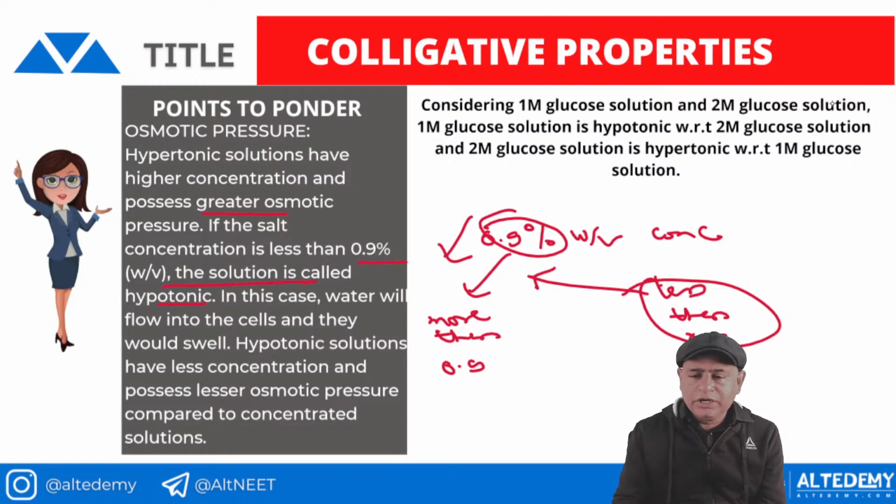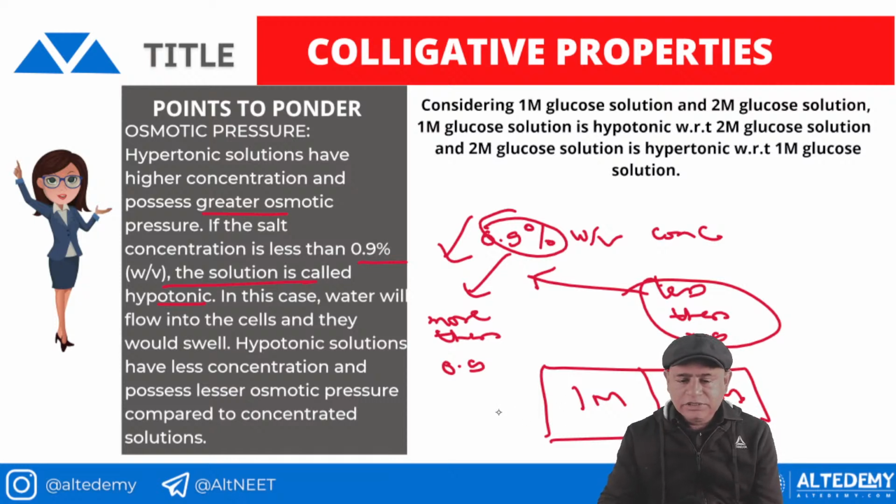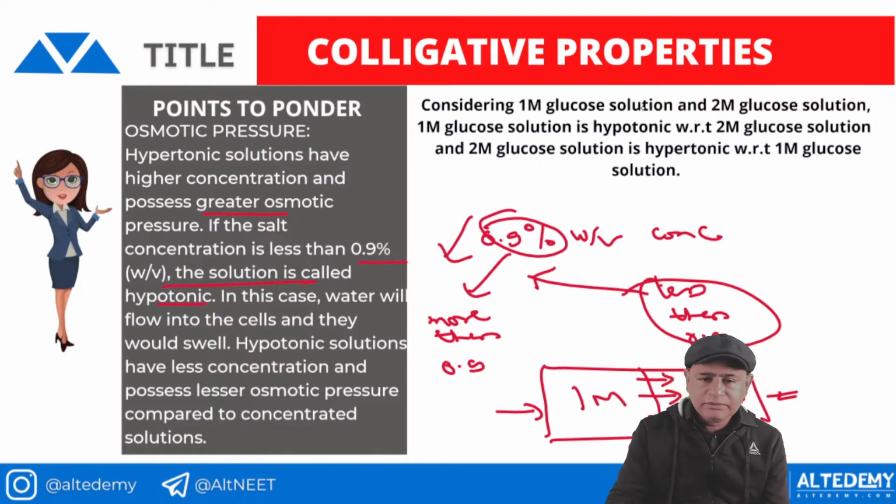Considering 1m glucose solution and 2m glucose solution, it is being elaborated with another example. Let us take a container like this, separated by a semi-permeable membrane. Here we have 1m glucose solution, here we have 2m glucose solution. 1m glucose solution is hypotonic, and this is called hypertonic. If osmosis has to happen, solvent particles will start moving from this place to this place, in this direction, right? Okay.